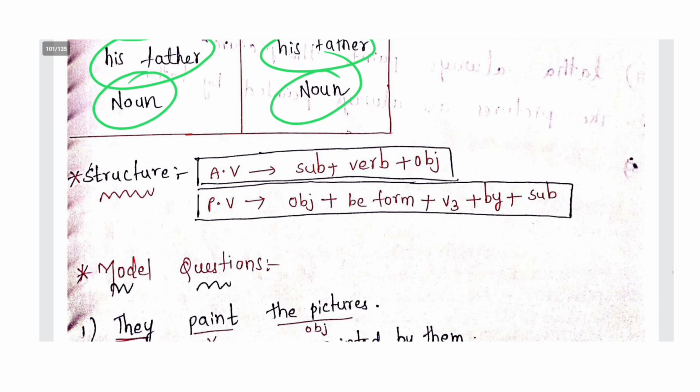And then next, we should remember this structure very well. In active voice, we have subject plus verb plus object. In passive voice, we will have object plus be form plus V3 plus by plus subject. Then, to understand it clearly, we will go through some examples and model questions that are repeated in competitive exams.